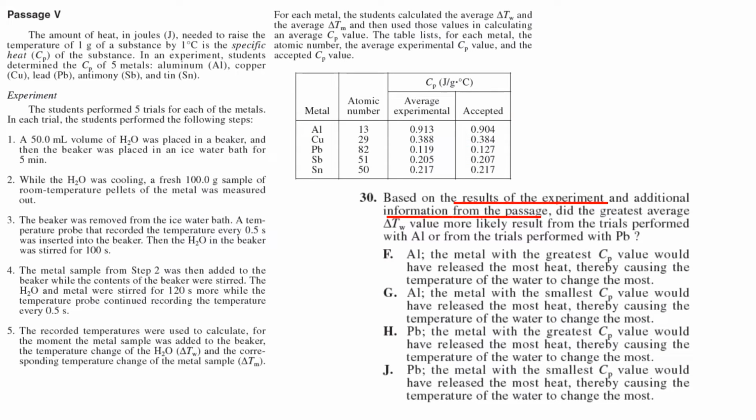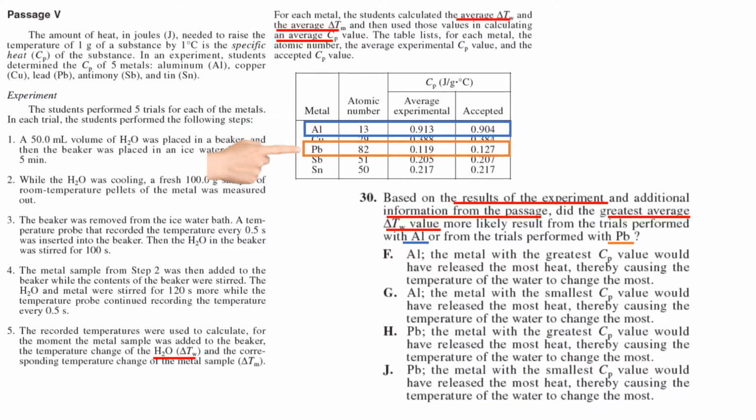Number 30, based on the results of the experiment and the information in the passage, we're going to use both, which metal caused the greatest average temperature change in water? So we know that's here in step 5, temperature change in water. It also explains it in the experiment where they're averaging the temperature change in the water and the temperature change in the metal to come up with the specific heat. So we're going to look at aluminum, and we're going to look at lead, so Al and Pb. So now we're going to say, all right, well, the answers say we're going to talk about the greatest or smallest CP value. CP is the specific heat, the energy to raise the temperature of the substance.